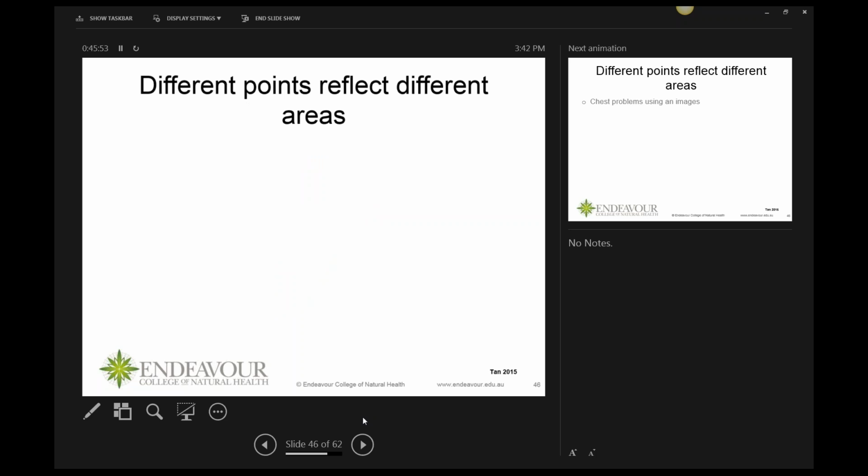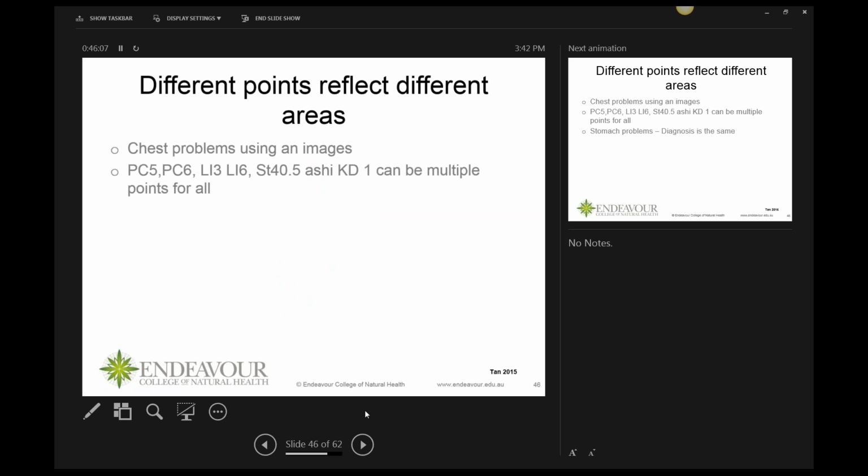So then how do we pick the points that are going to treat this particular patient, or these particular patients that have these particular problems? If we use images, these are the points that we use. So pericardium 5, pericardium 6, that would be about where the chest would be. If we looked at large intestine, it would be about large intestine 6, although he said that large intestine 3 works particularly better for this one because he's using the whole metacarpal bone as another image where the head of the metacarpal bone is the head and then the bottom is the feet, basically.